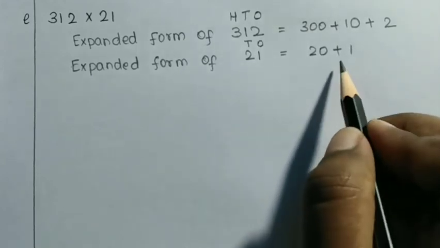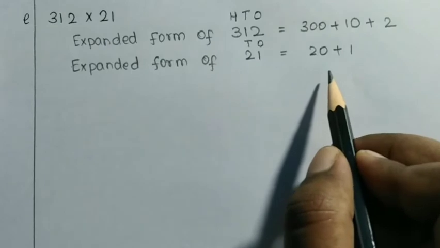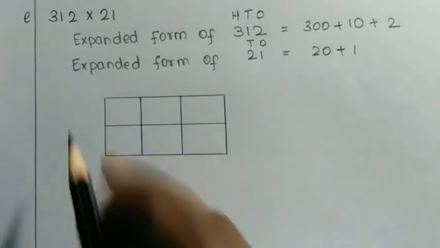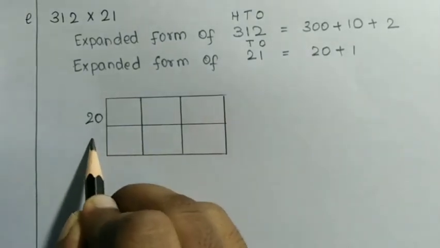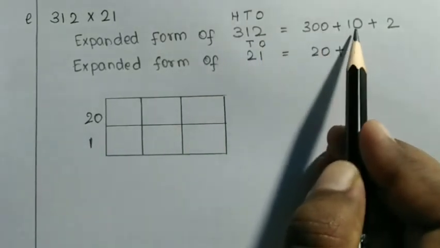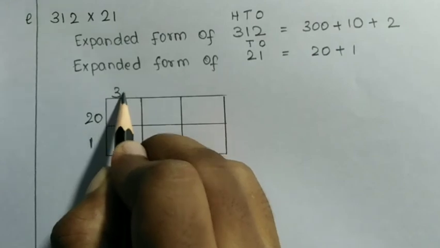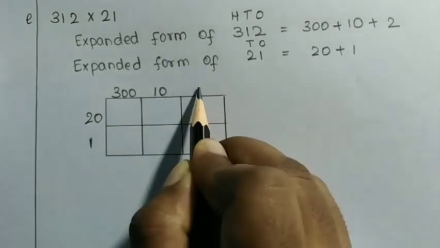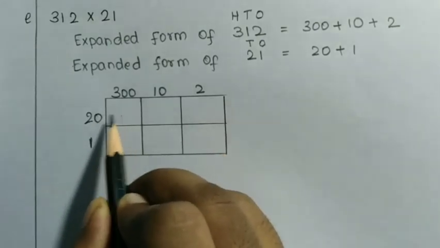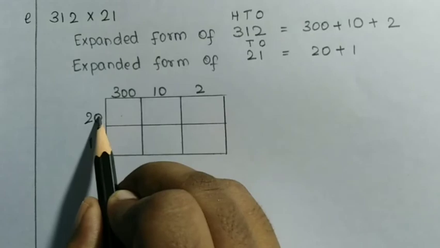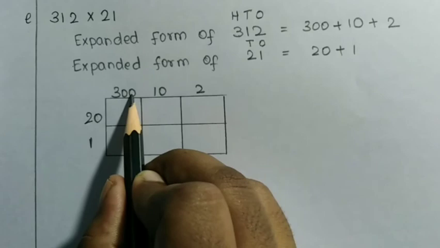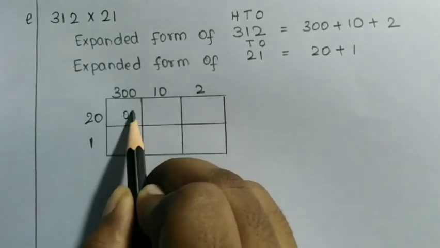Now let us draw the grid. The expanded form of 21, that is 20 and 1, will be written this side. The expanded form of 312, 300 plus 10 plus 2, will be written over here. Now let us multiply the numbers. So for this box we have to multiply these two numbers. So at the end we have 3 zeros. 1 zero over here and 2 zeros over here. So let us write 3 zeros.